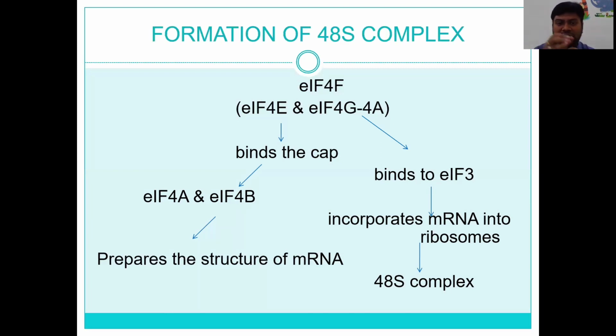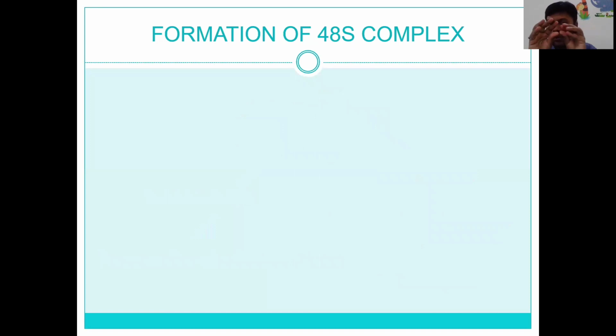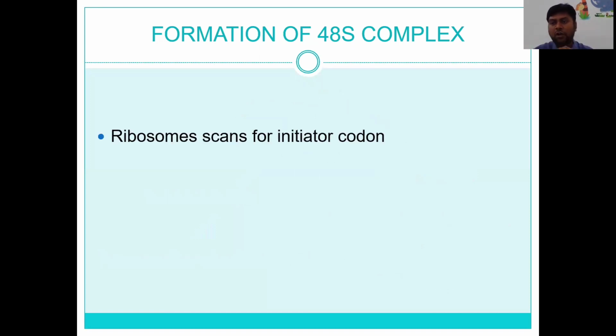Apart from factor 4 and the mRNA cap, even the poly A tail and its related proteins will also help with this 48S complex formation. In this 48S complex, initially the ribosome will bind and be attached to the mRNA cap. From the cap, the ribosome will slowly move, searching for the initiator codon, that means the AUG codon.